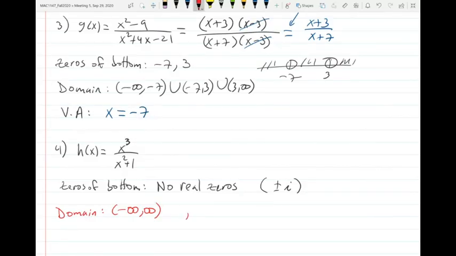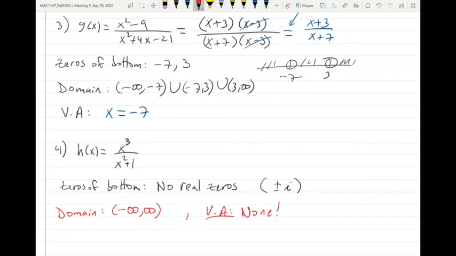Okay, vertical asymptotes: none. So this example is here just to show you that there could be rational functions that don't have vertical asymptotes. Here is an example. Think about it. So Sarah, think about it. What's the domain of a rational function? It's all real numbers except those that make the denominator equal to 0.